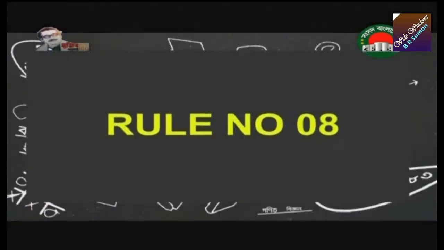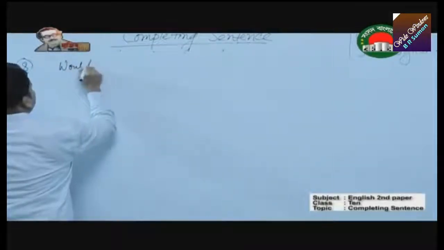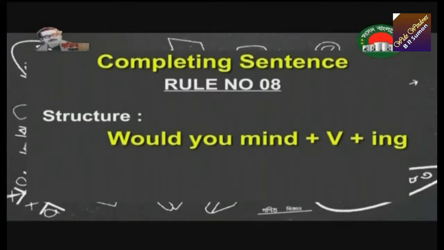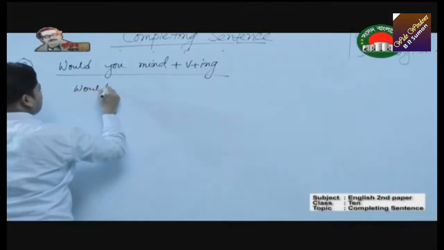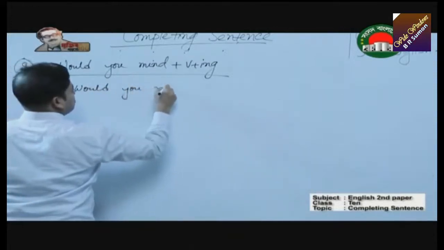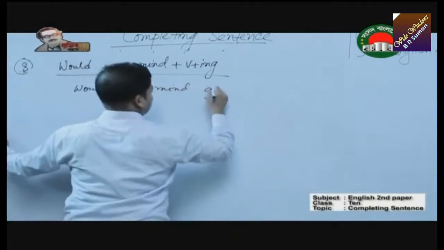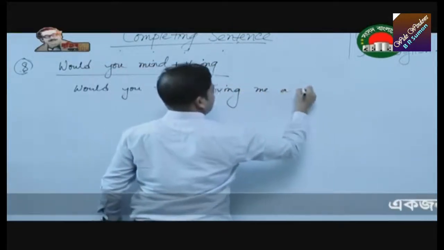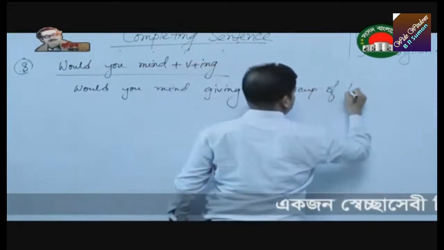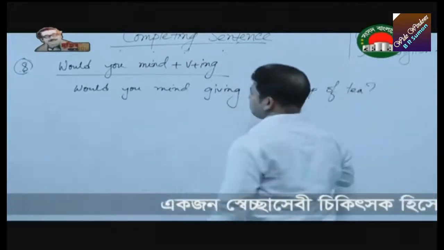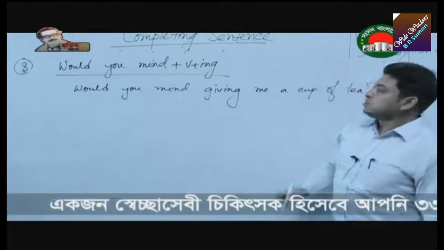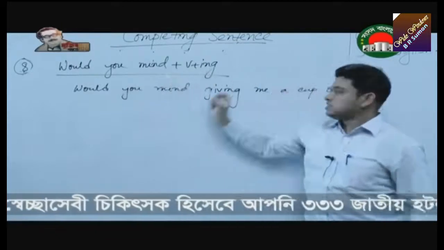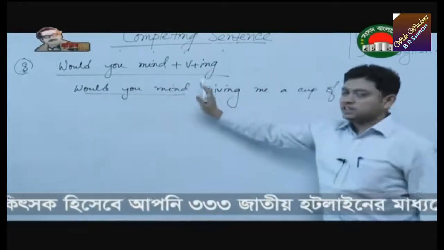Rule number 8. This is a very important rule. Would you mind, then verb plus ing. This will be the structure. Example: would you mind giving me a cup of tea? So the example is given here, would you mind plus verb plus ing. The sentence is there.